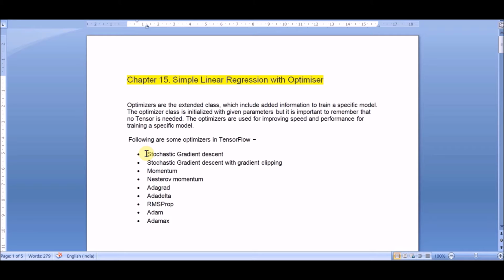Then we have Stochastic Gradient Descent with gradient clipping, momentum, Nesterov momentum, Adagrad, Adadelta, RMSProp, Adam. Now this is something that I usually prefer for my deep neural networks. We'll have a look at all of them when the time comes.